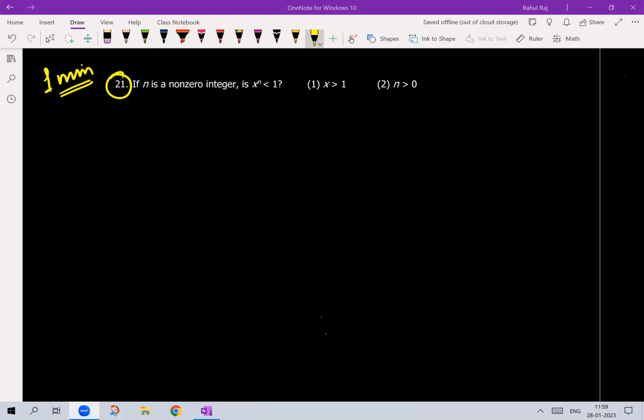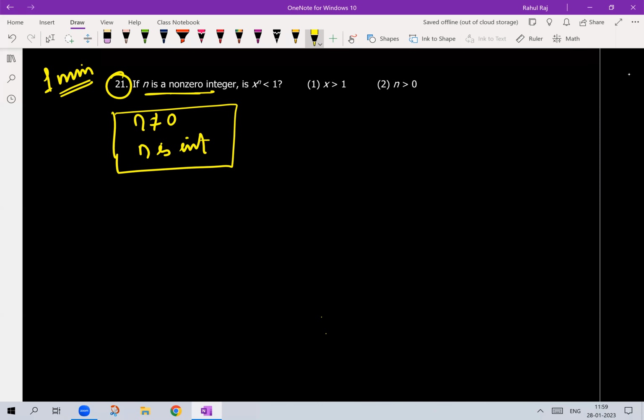Absolutely. So if n is a non-zero integer, what does this mean? That n is not equal to 0 and n is an integer. This is a bit of information given to you. Integer means all the numbers from minus infinity to plus infinity, with no fractions at all. You can't take n as a fractional value because they have defined it as an integer. Non-zero integer means not equal to 0. And the question is asking, is x to the power n less than 1?